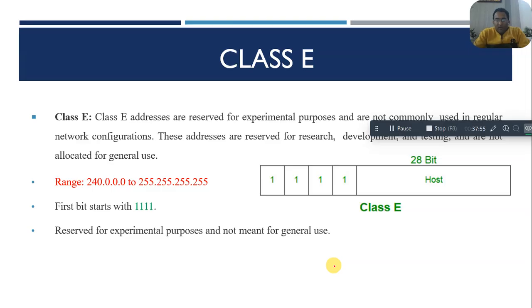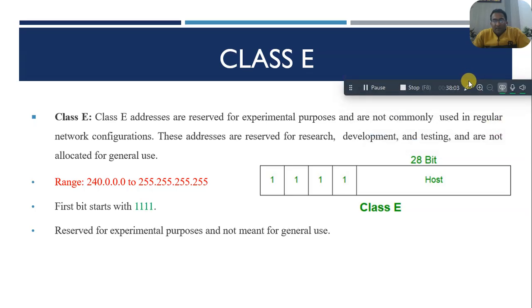Now talking about class E, the class E addresses are reserved for experimental purposes and are not commonly used in regular network configurations. These addresses are reserved for research, development and testing. If we are going to run some tests over the internet, or we are doing some research work, then they are allocated for that general purpose. So how do we recognize that this is class E?